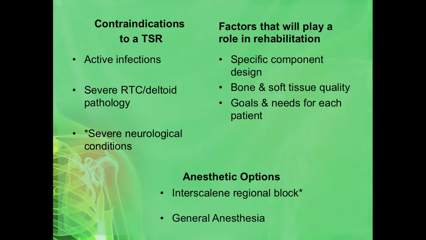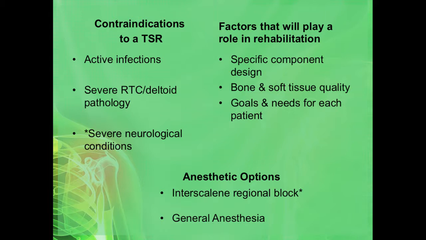Things that will play a role in rehabilitation are the component which was used, the bone and soft tissue quality, meaning is there a lot of fatty infiltrate, is there recoiling of any of those muscles, and certainly the bone itself. How is the bone stock for the implants to be placed in? And certainly the goals and needs for each patient.